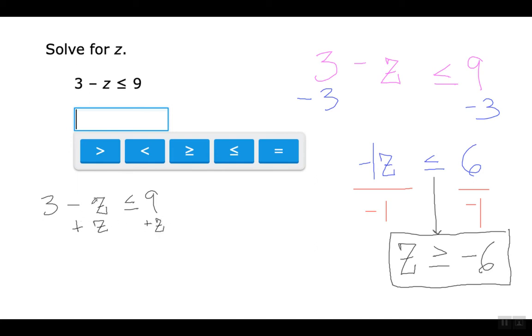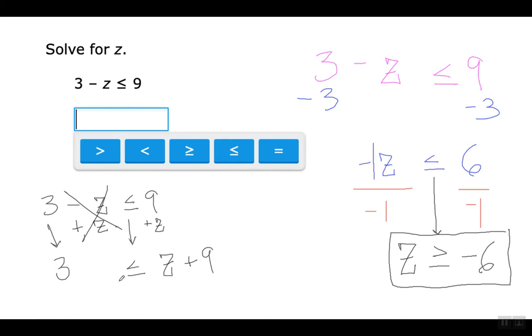On this side, -z plus z cancels out, so I'm left with this 3 and this sign right here. Now, you cannot add these because they are not like terms. So that's going to give me just z. I'm just going to write z plus 9. You could also write 9 plus z. I think it makes it easier to see if I write z plus 9, but if you write 9 plus z, that's the exact same thing.